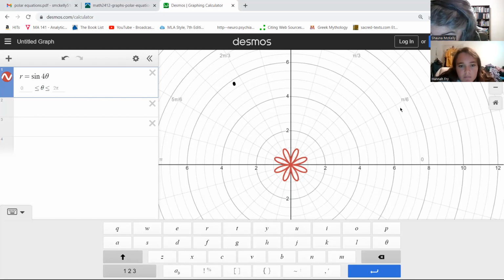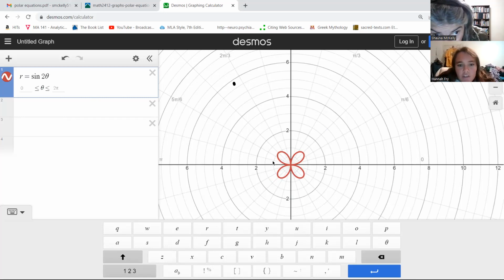But again, because you're dividing it by 4, this actually becomes less than that. But if I had, let's say, 2 theta, then I get a 4 petal rose. And here I end up with my zeros being at pi halves, and then my petals are going to come out at 45-degree intervals.